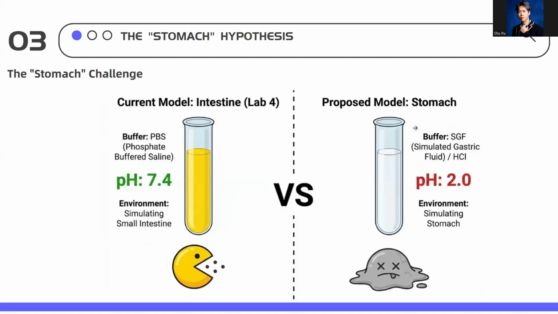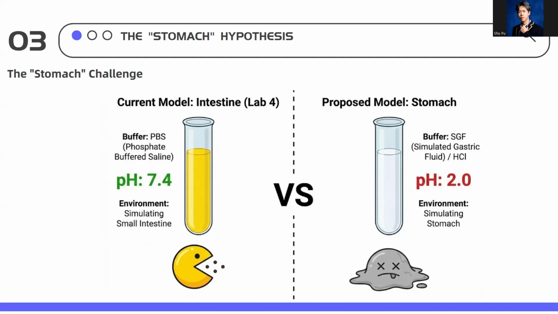To part 3. So we have proven the enzyme works in the intestine, but here's the challenge. It has to pass through the stomach first, right? I propose a theoretical extension to our experiments. The stomach challenge. The current model on the left is what we did: the PBS buffer at pH 7.4. The result is a yellow active solution.